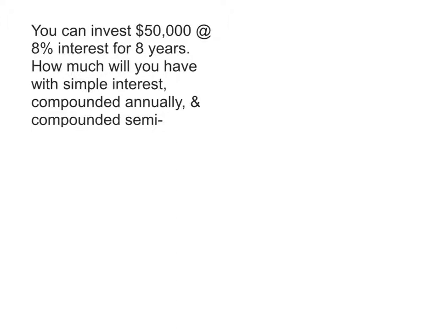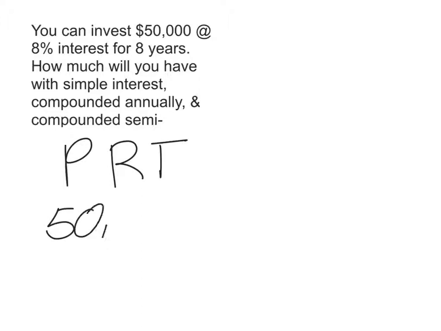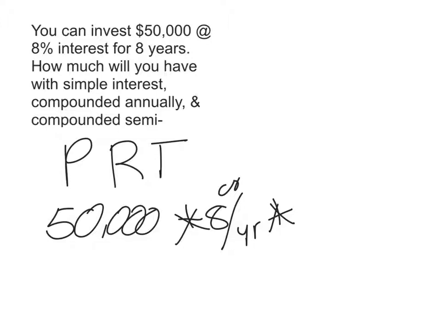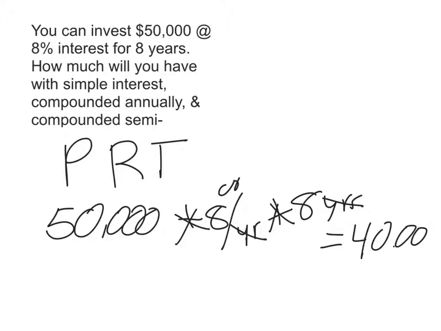Looking at it, the simple calculation is principal times rate times time. Our principal is $50,000. We're going to multiply that by a rate of 8%, and it's 8% per year, and our time is 8 years. You need to make sure that your percentage and your time are in the same category, because remember, your numerators and denominators will cancel out, and you end up with interest of $40,000.